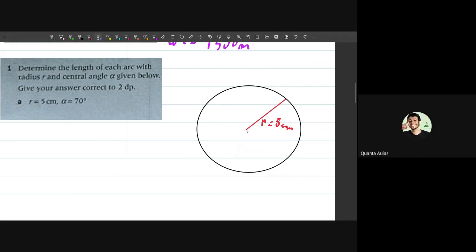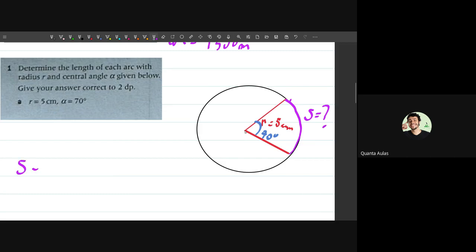And this arc has an angle alpha. So we can draw another radius, maybe here. And this angle is 70 degrees. So the problem wants to know this length. We usually call this a sector. This is a sector.